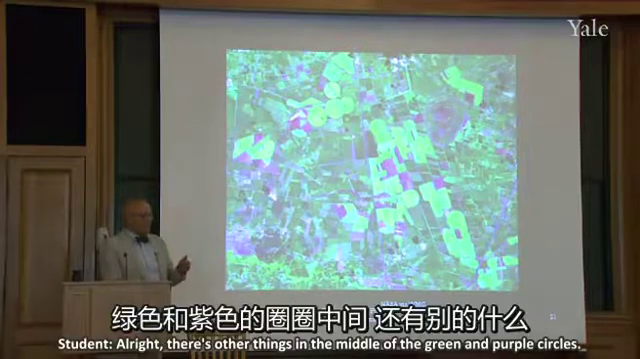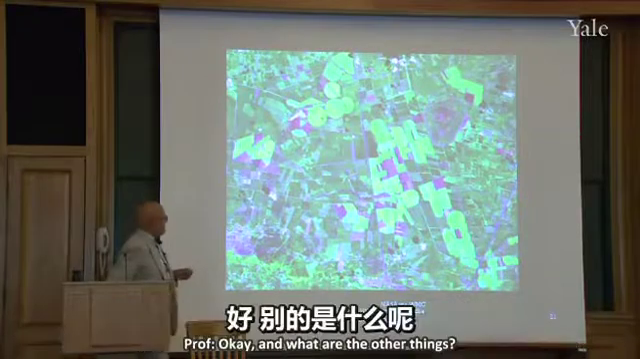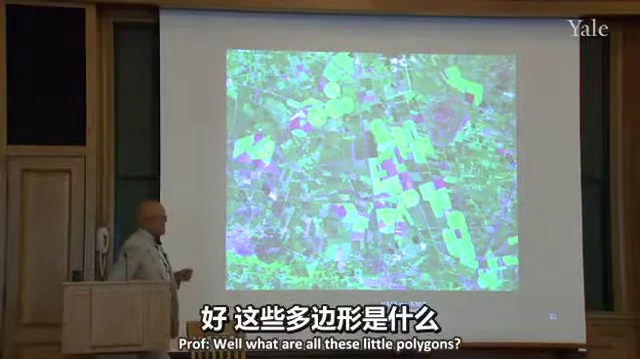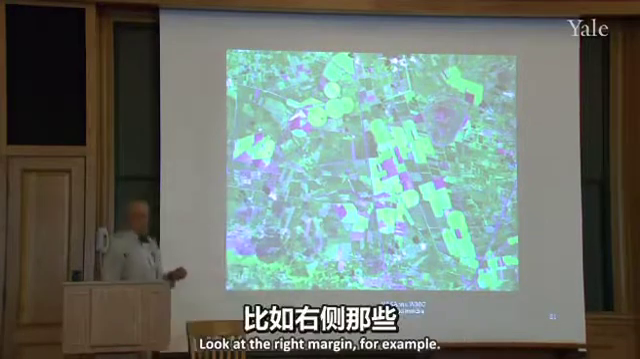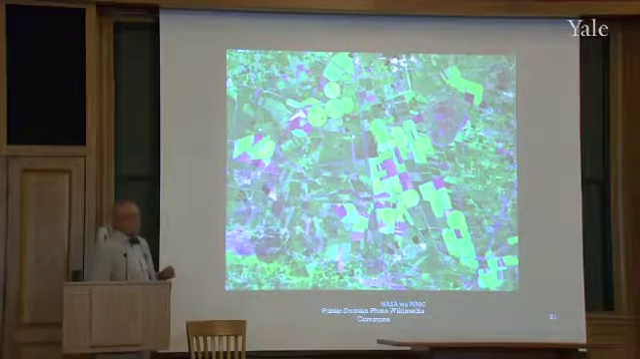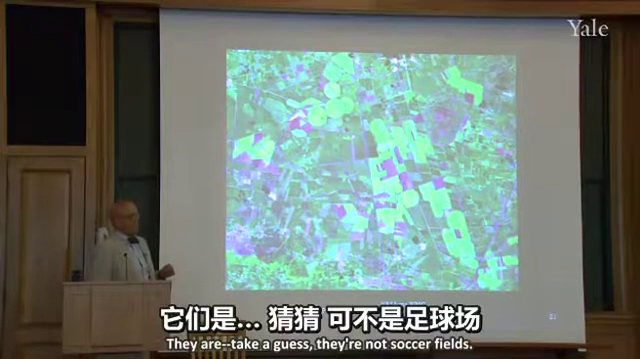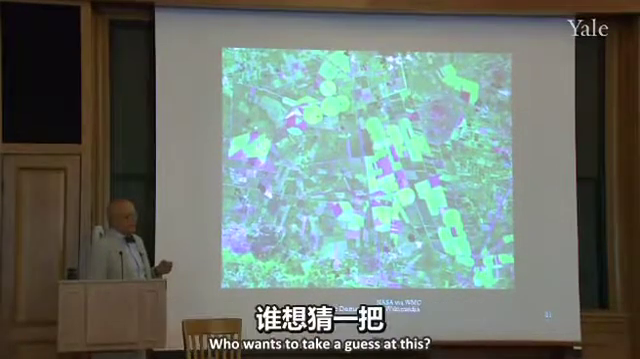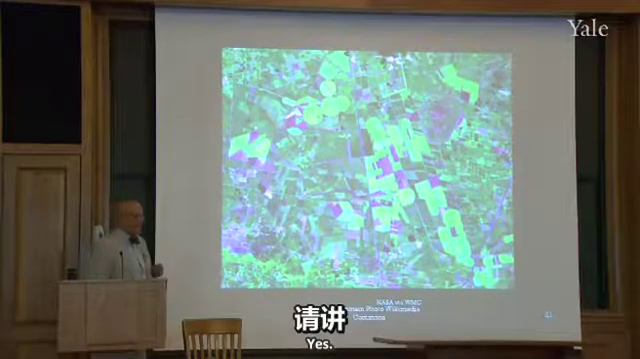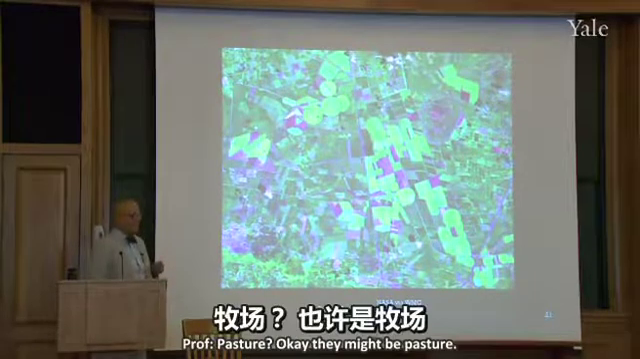All right, there's other things in the middle of the green and purple circles. Okay, and what are the other things? I can't tell if that's houses or... Well, what are all these little polygons? Look at the right margin, for example. Take a guess. They're not soccer fields. Who wants to take a guess at this? Yes. Pasture? Okay, they might be pasture.